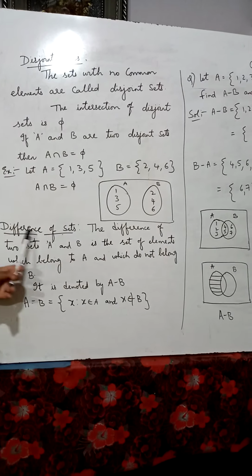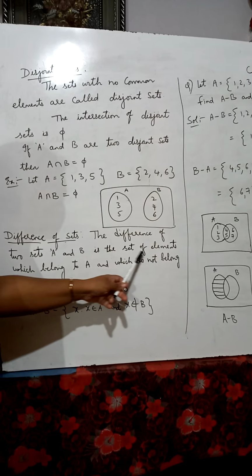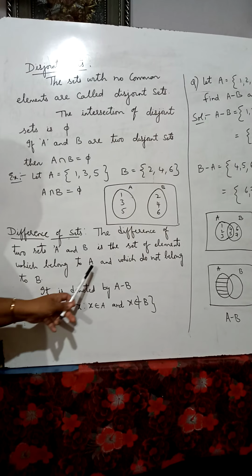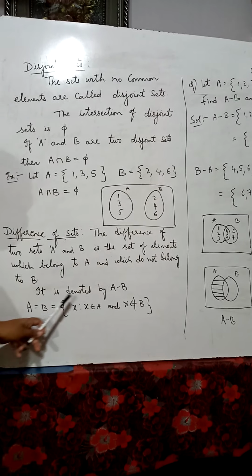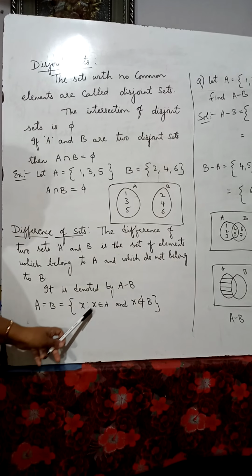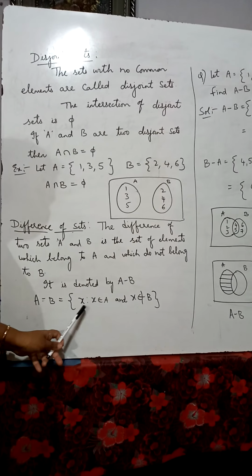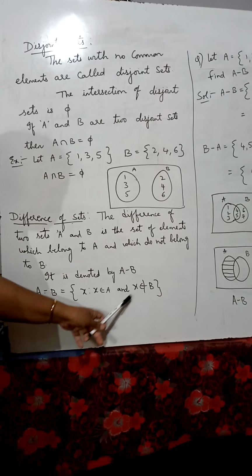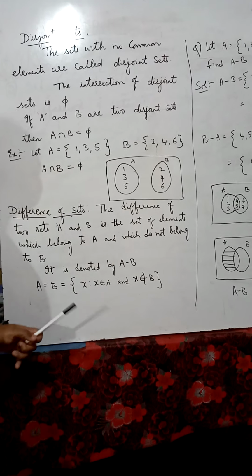Now next you have difference of sets. The difference of two sets A and B is the set of elements which belong to set A and which do not belong to B. It is denoted by A minus B. And here we can write this as {x such that x belongs to A and x does not belong to B}. That is, if x is an element, this element will belong to A but it should not belong to B. Let us see the meaning of the difference of sets with the help of an example.